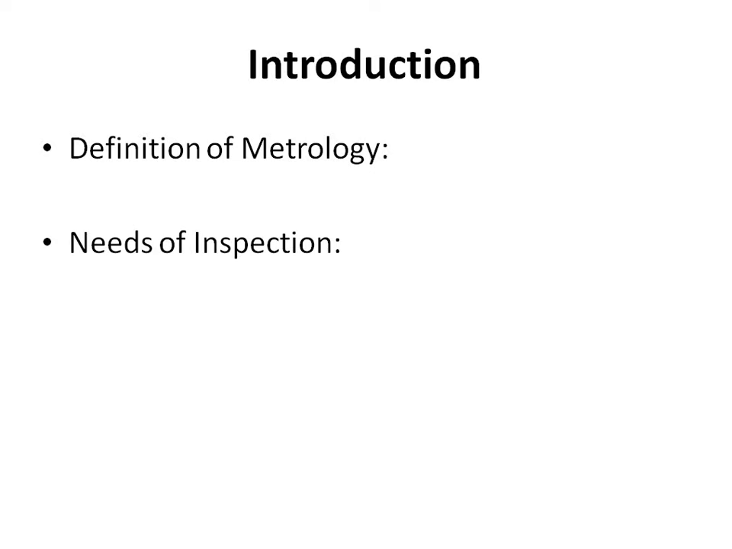So listen carefully to whatever we are doing in each class, don't miss any steps, because this is very important. These are like a chain system: if one link is lost, the other links will be lost. So these are the things. And next we'll be discussing the needs of inspection. What is the need of inspection?